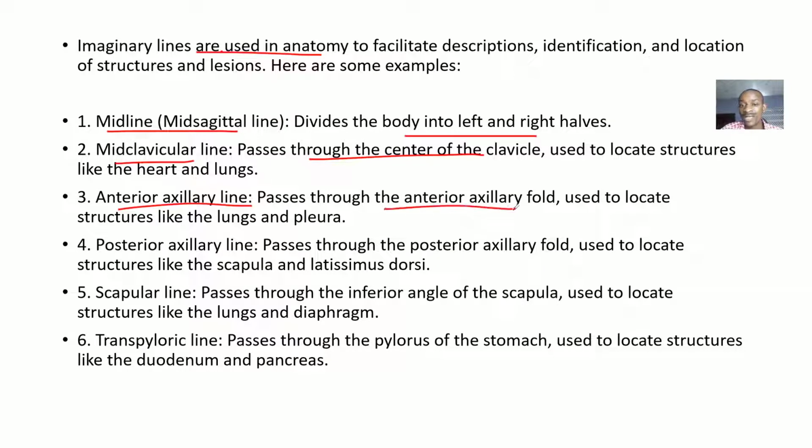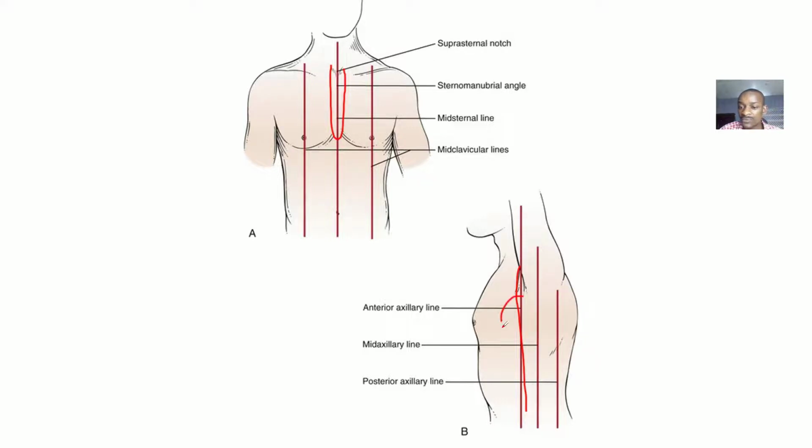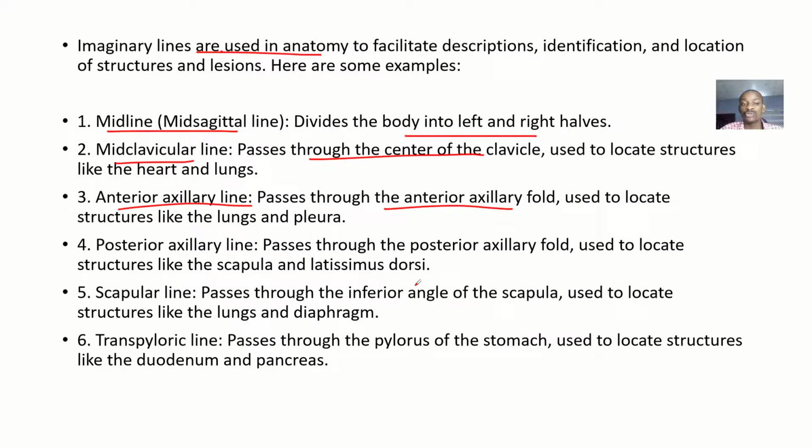This one passes through the anterior axillary fold. This is the anterior axillary fold, this fold of skin that is usually here. As it passes there, it is used to locate structures like the lungs and pleura.